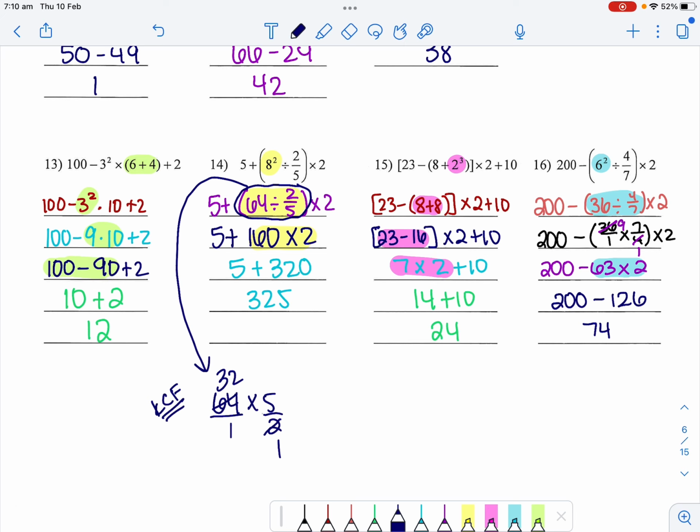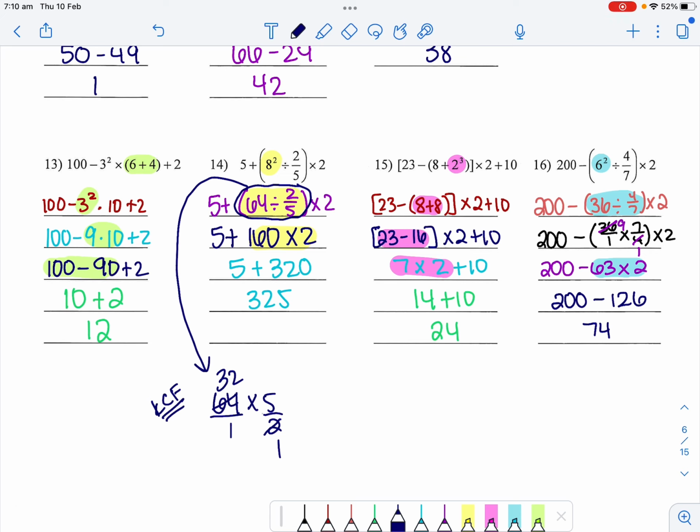So parentheses, brackets, fraction bars, anything that groups something separately. Then exponents. If there's exponents inside your parentheses, you do those first. Multiply and divide from left to right. Okay, so we're going to multiply and divide from left to right. And then we are going to add or subtract from left to right.